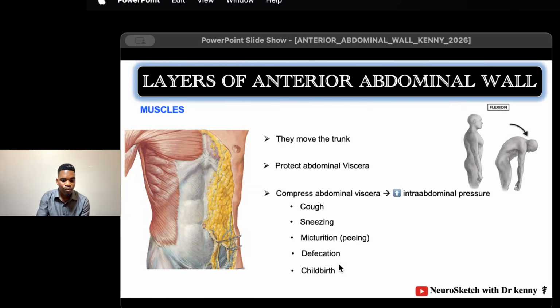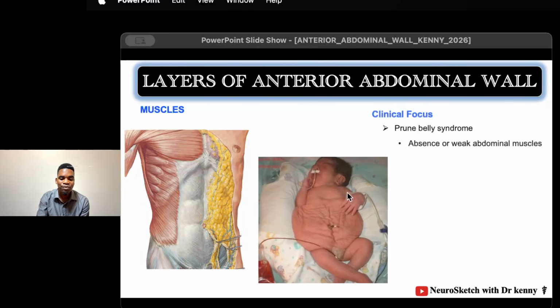Now you know how important these muscles are. So we have a situation in which a baby is born without these muscles or has weak abdominal muscles. This condition is called Prune Belly Syndrome. Prune Belly Syndrome is a condition in which there is an absence or weakness of the abdominal muscles. And what happens to this baby with these complications?